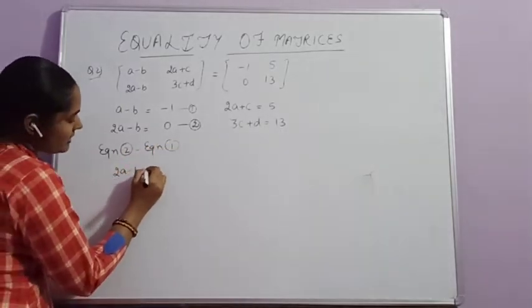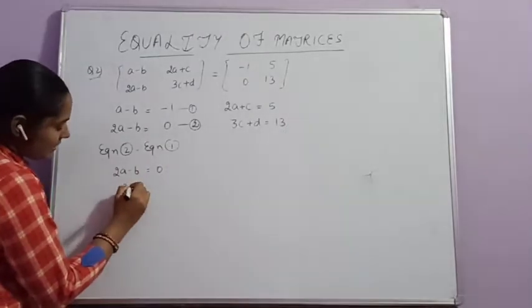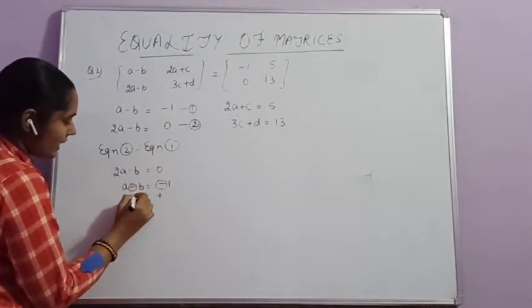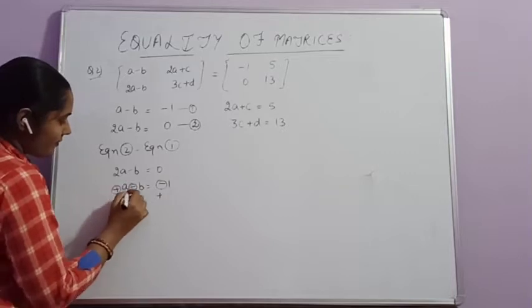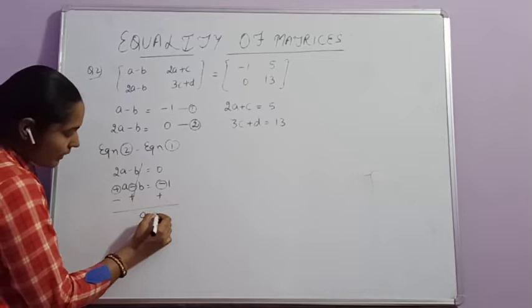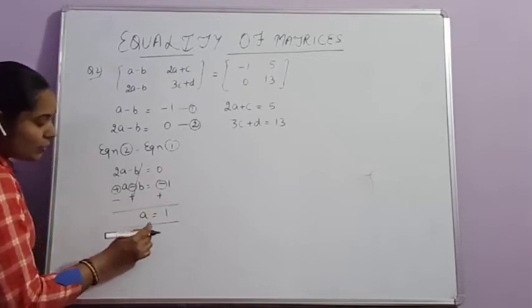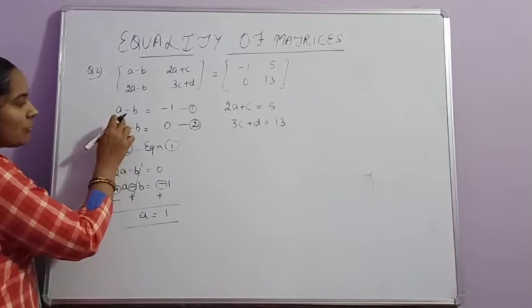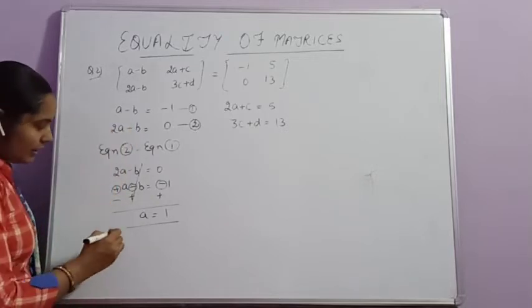2a minus b is equal to 0. First one is a minus b is equal to minus 1. By subtracting, b cancels out, 2a minus a is equal to a, that is equal to 1. Here the value of a is equal to 1. By putting the value of a in equation 1, we can calculate the value of b.